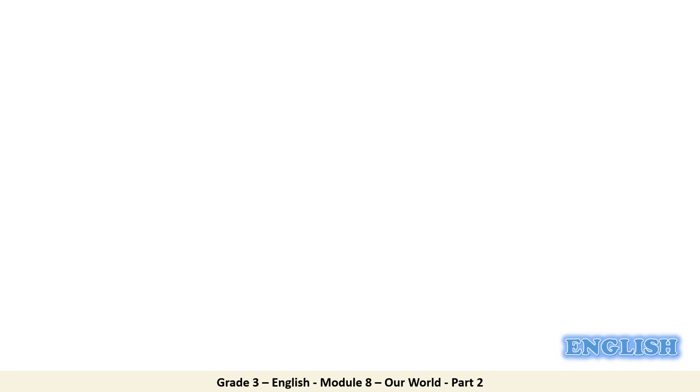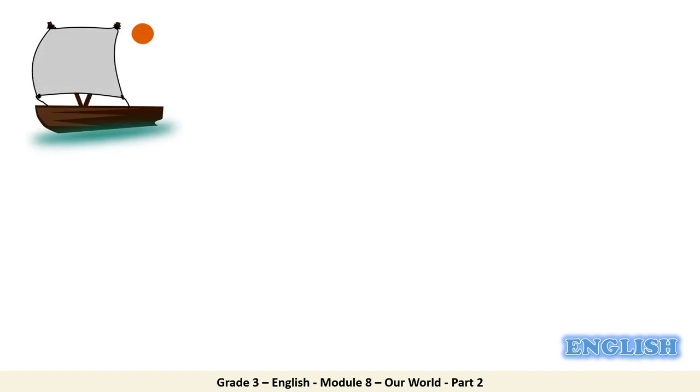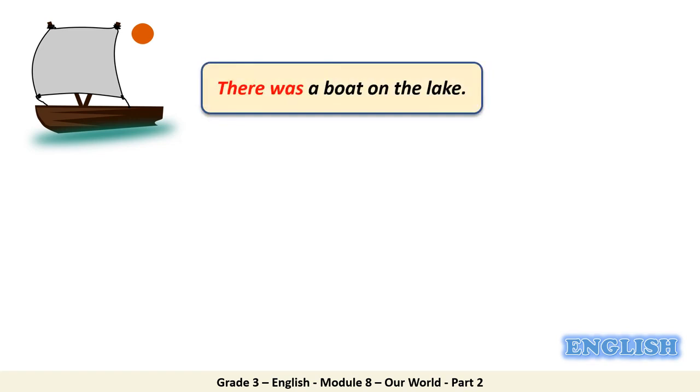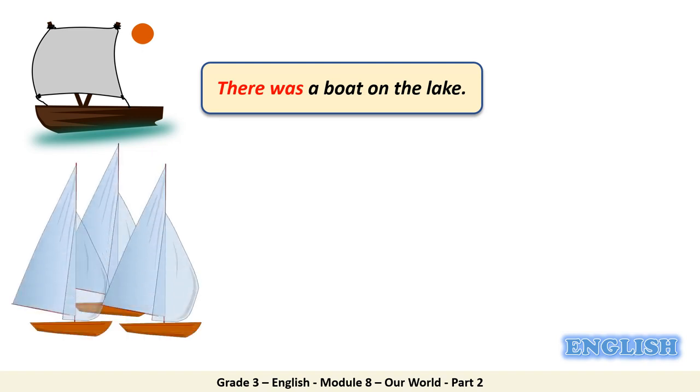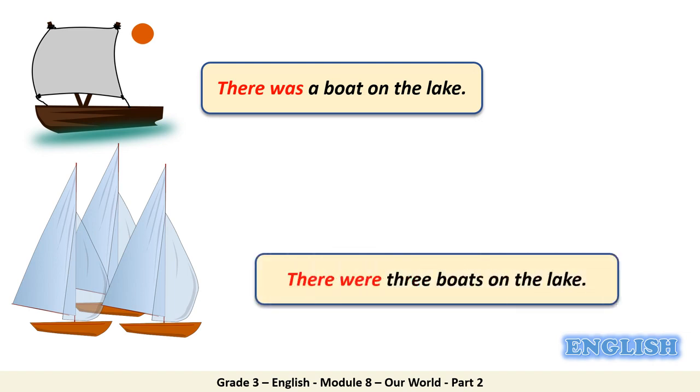Now, let's look at some examples together. Look at this picture. What can you see? Very well. It's a boat. The example states, there was a boat on the lake. Now, take a look at this picture. How many boats can you see? That's correct. These are 3 boats. The second example is, there were 3 boats on the lake.